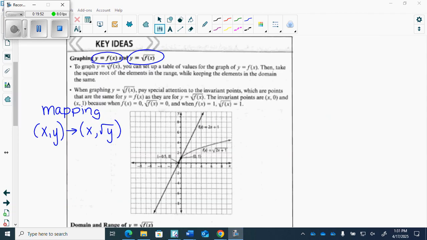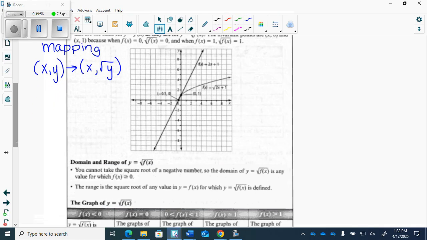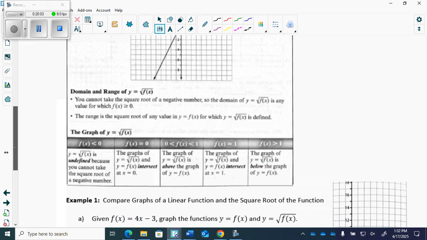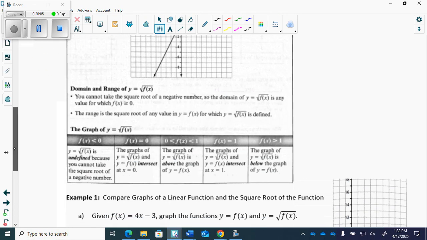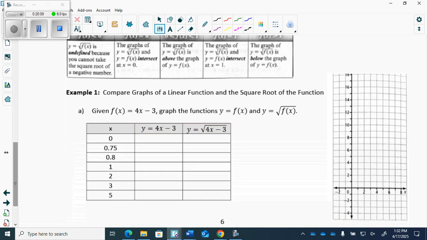Mapping xy becomes x through y. And then your domain and range are accordingly to what's left over. So this just goes through and it gives you where things will be and it gives you a little summary. So what we're going to do is draw the graph of 4x minus 3 from a table of values.